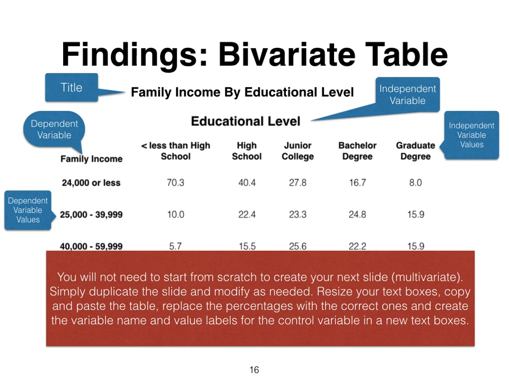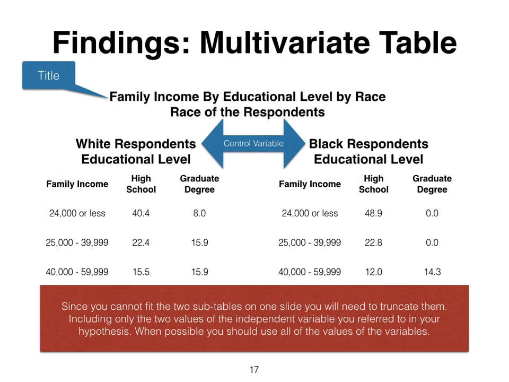Oops, and one more thing. You won't need to start from scratch to create the multivariate slide, the next one. You can simply duplicate and copy this one, modify it as needed, resize the text boxes, copy and paste the table, replace the percentages with the correct ones, and create the variable name and value labels. It sounds a lot harder than it is, but it's really quite simple. And also, if you're using my template, it's already there for you. So I made your life a little bit easier.